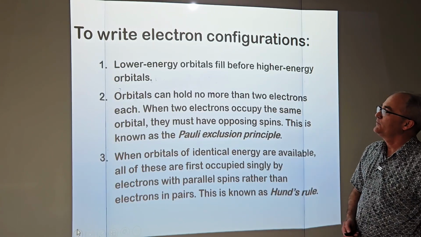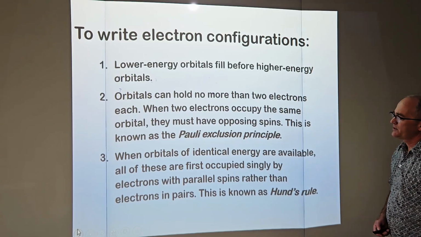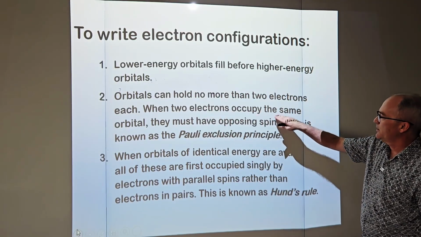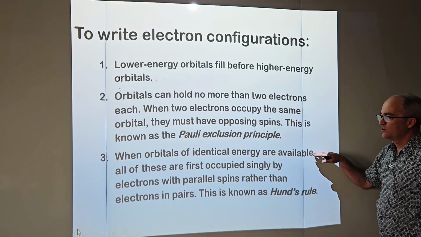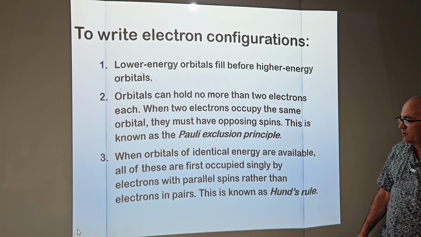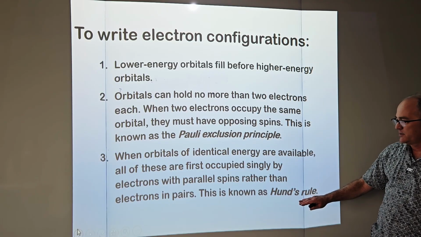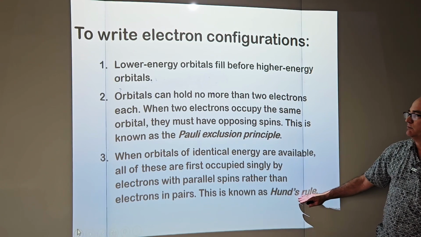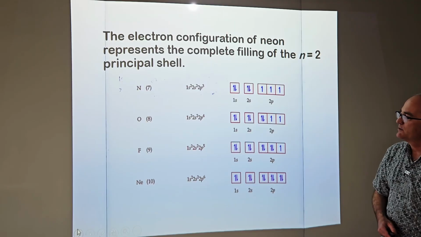So how do we write electron configurations? Lower energy orbitals fill before higher energy orbitals. Orbitals can hold no more than 2 electrons. Mentioned that already. When 2 electrons occupy the same orbital, they must have opposing spins. This is known as the Pauli Exclusion principle. When orbitals of identical energy are available, all of these are first filled singly by electrons with parallel spin rather than electrons in pairs. This is known as Hund's rule. Hund's rule and the Pauli Exclusion principle. Easy to confuse oneself, maybe.